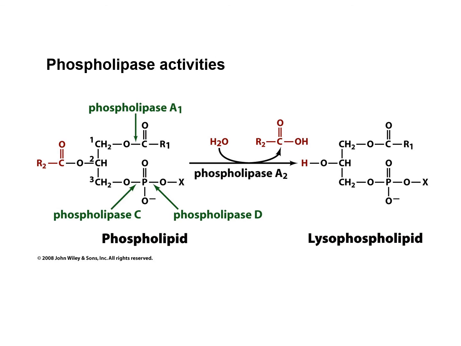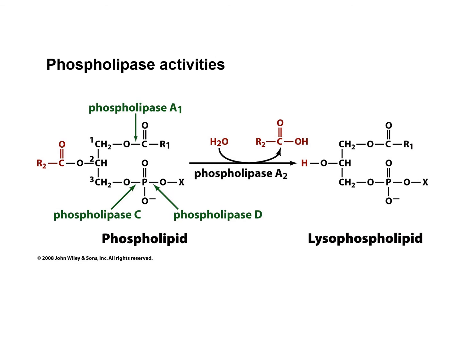Phospholipases are the enzymes that break down or digest the glycerophospholipid molecules, and they have different classes. For example, phospholipase A1 attacks specifically the ester bond at position 1, which releases the R1 group, or the fatty acid at position 1. As opposed to A2, which attacks the second position, and phospholipases C or D, which break down this phosphate group to release this X, the functional group.